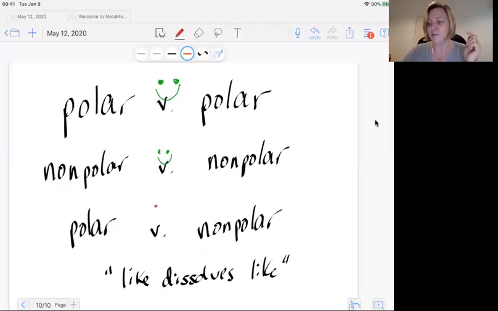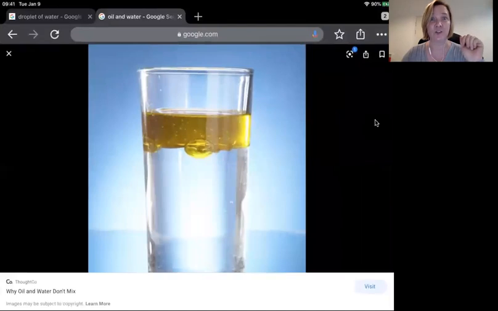The problem comes in with polar and nonpolar. Polar and nonpolar do not like each other at all, quite like we see here in this picture of oil and water. Water is polar, oil is nonpolar, and so they do not mix. You can shake it up and you can break the oil into smaller droplets, which will temporarily be suspended in the water, but it will not last.